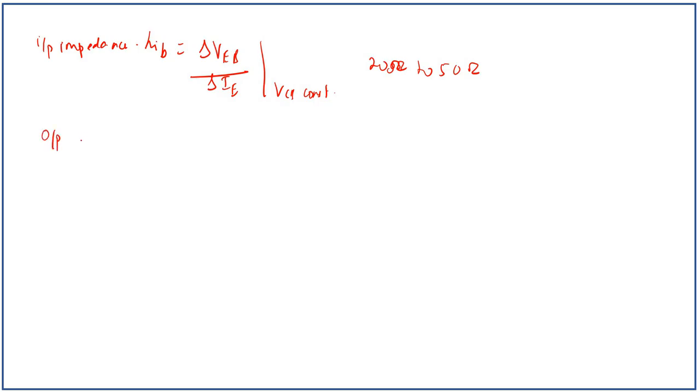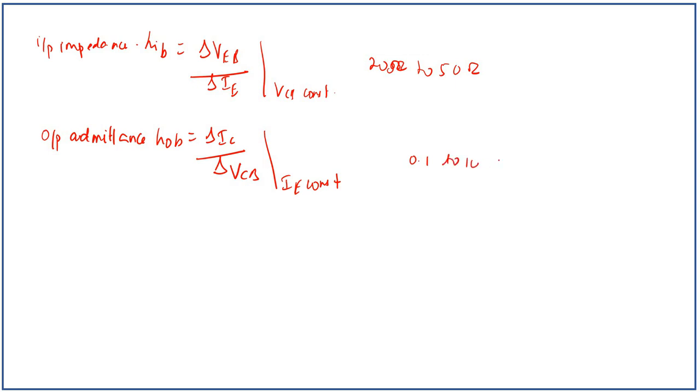And then output admittance HOB equal to del IC by del VCB, keeping IE constant, and this is the slope of IC versus VCB curve. The value is from 0.1 to 10 micromhos. It's output admittance, so it's output current by output voltage. Here the unit is ohm, here it is admittance, the unit is mho.